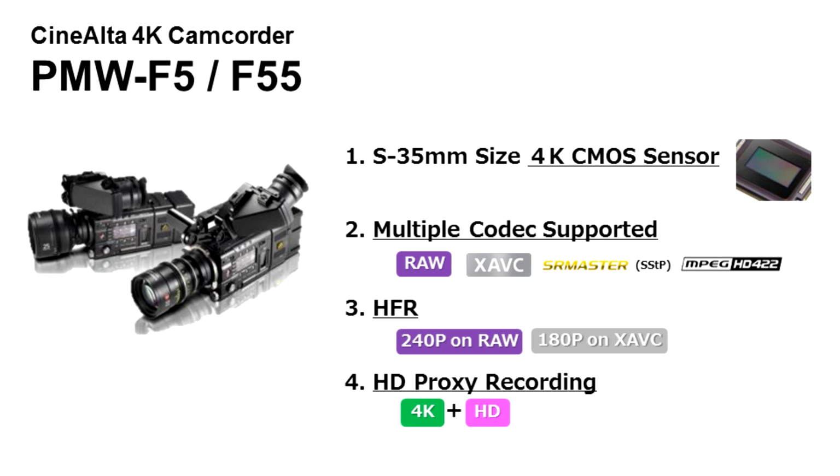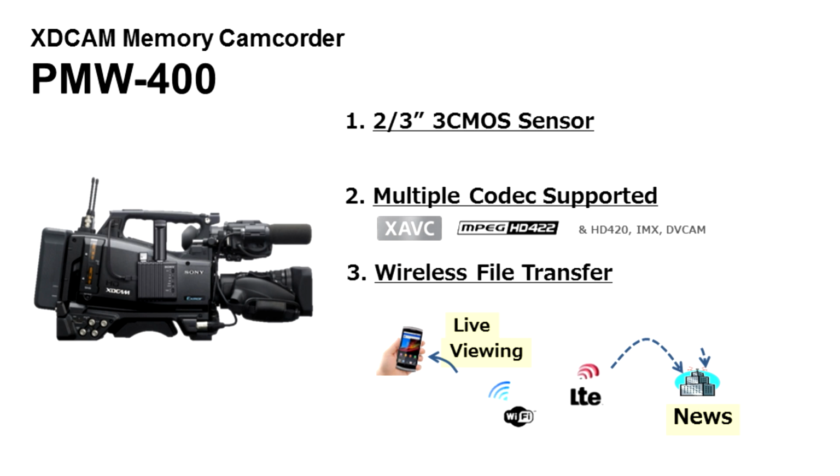As I said, the first implementation of XAVC in the market was embodied in the digital electronic cinematography cameras, the F5 and the F55, which are very popular cameras. They are multi-codec cameras that can be switched between MPEG2, XAVC, RAW, and using external recorders. Our PMW-400 is a recently introduced memory camcorder, very popular and extremely powerful in performance.